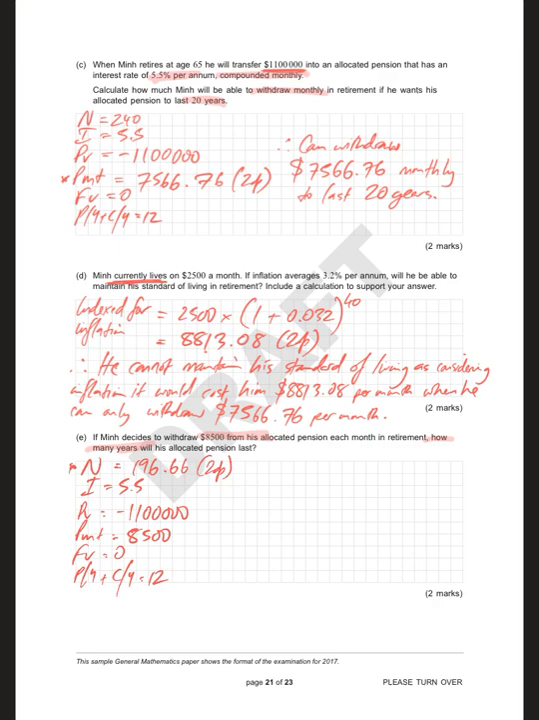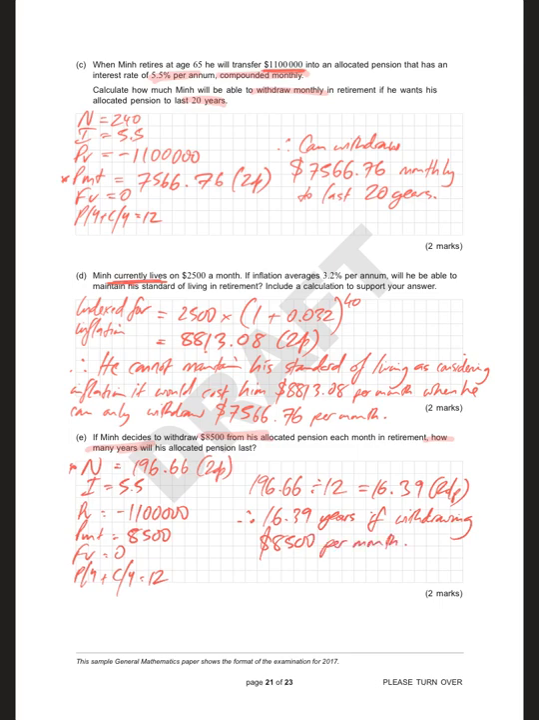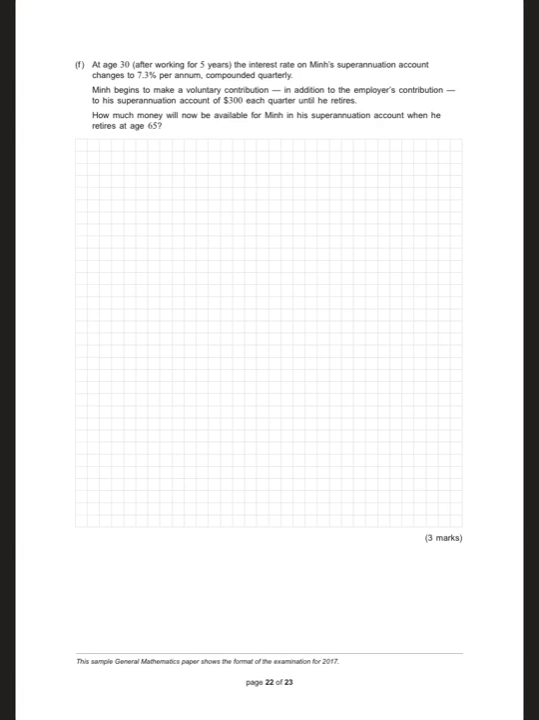It says how many years? 196.66 divided by 12 is 16.39 to 2 decimal places. Therefore, how many years will it last? 16.39 years if withdrawing $8,500 per month. Is there anything else? That's page 21. Page 22, yes, there's something else.